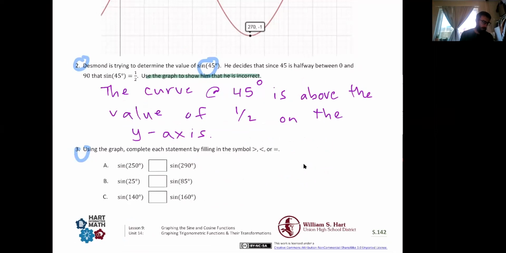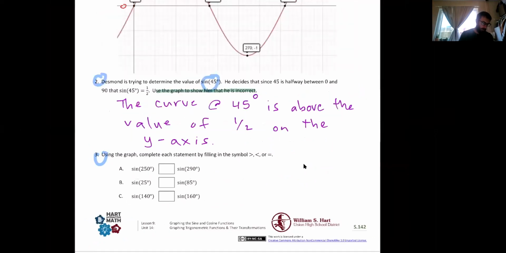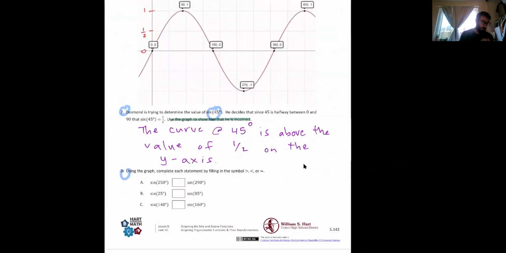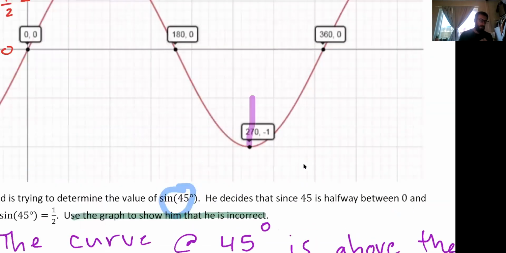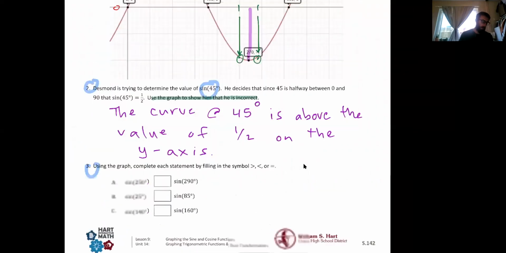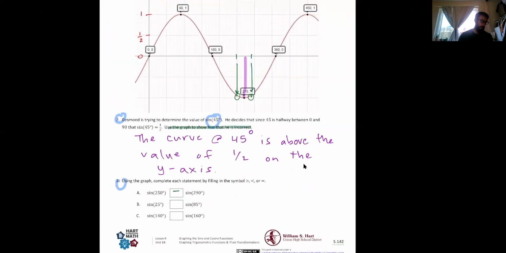Here we go. So 250. So here's 270. So I'm just going to use basis of comparison. Okay, so 250 is going to be represented here in green. Boom. 290 is going to be 2 to the right of it. Boom. So I'm going to cruise on down to my graph. My points. Are these 2 points at the same height, or is one taller than the other? And the answer is they seem to be at the same height.